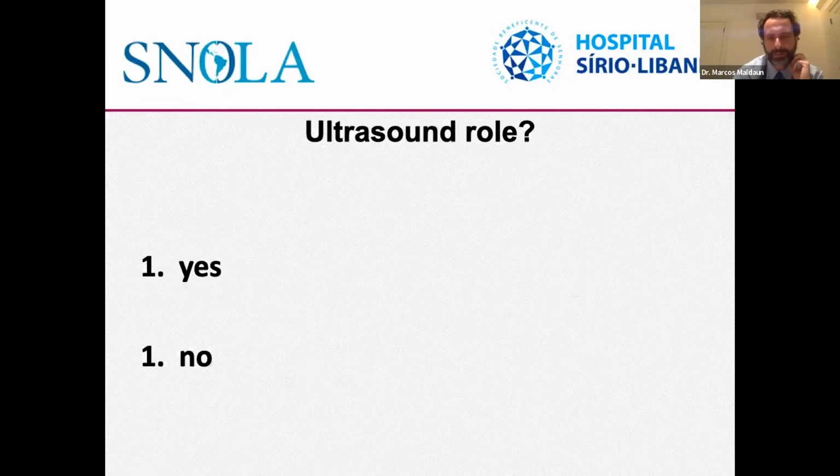And Sujit, this is a low-grade glioma. Do you think there is any role to use intraoperative ultrasound as a useful tool for a low-grade glioma? I believe it is.